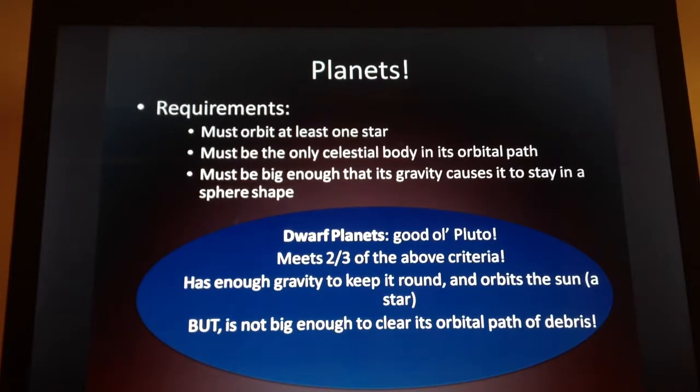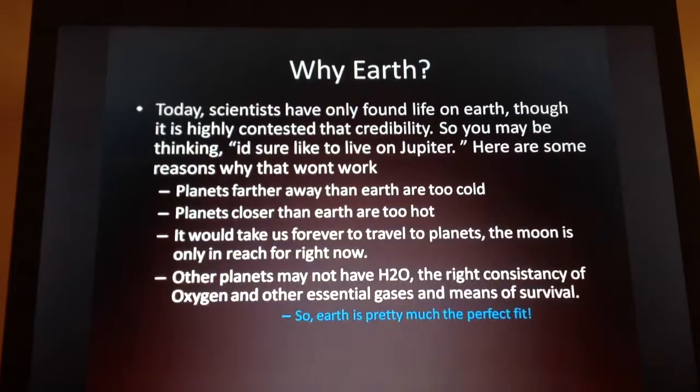And it must be big enough that its gravity causes it to stay in a spherical shape, so that it's not a square or a triangle or something. So dwarf planets, that's what Pluto is now considered. It only meets 2 of the above criteria. It does have enough gravity to keep it round, and it orbits the sun, which is a star, but it is not big enough to clear its path of orbital debris.